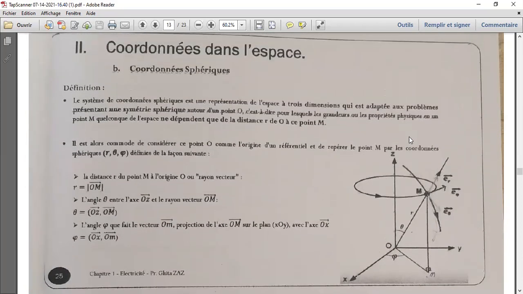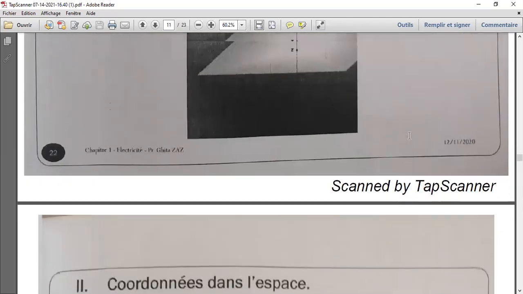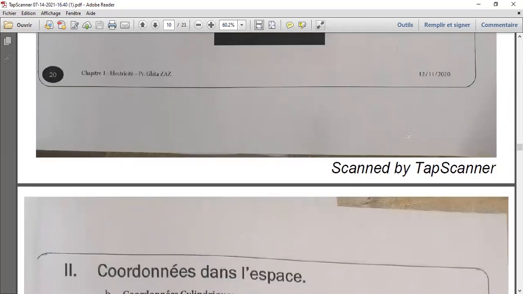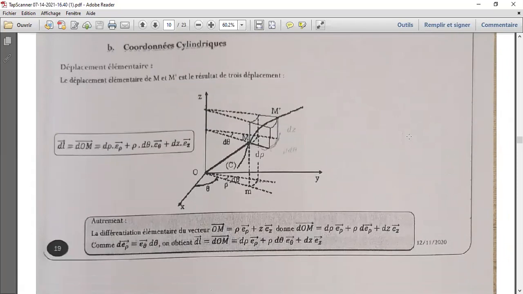I have a question. Yeah, you can ask. What did you say phi is equal to again? I said phi is equal to theta, which is under cylindrical. If you see the diagram, this is a diagram of cylindrical.